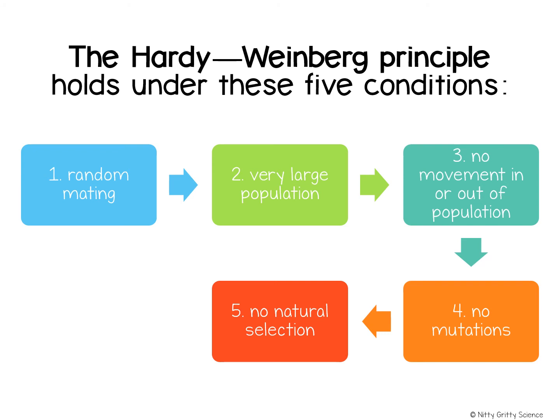Now, the Hardy-Weinberg model states that a population will remain at genetic equilibrium with constant allele and genotype frequencies and no evolution as long as 5 conditions are met. There's no mutation, there's no migration, we have a very large population size, there's random mating, and no natural selection.